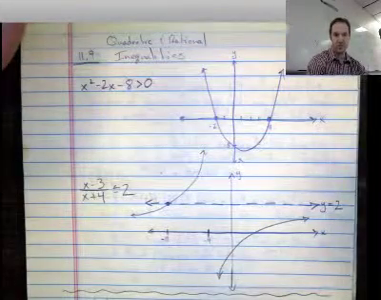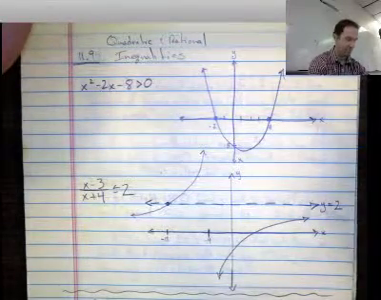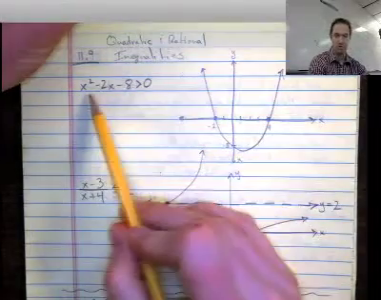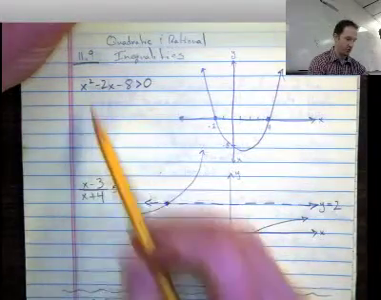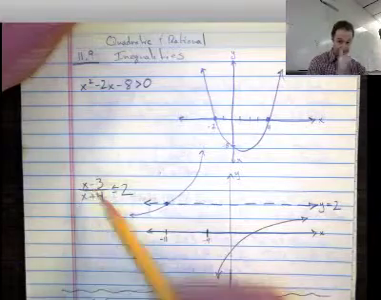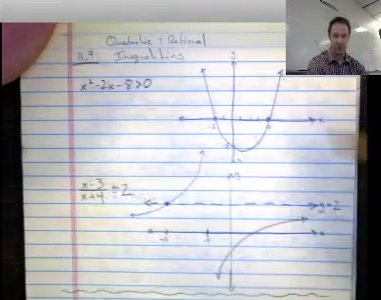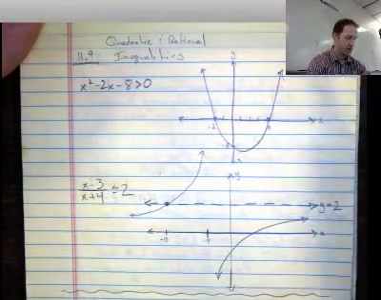There's a couple different ways to solve these quadratic inequalities. This is quadratic because it's got an x squared in it. This one's rational because it's got a fraction in it. There's two different ways to solve these. One is with the graph. We'll talk about that one first.